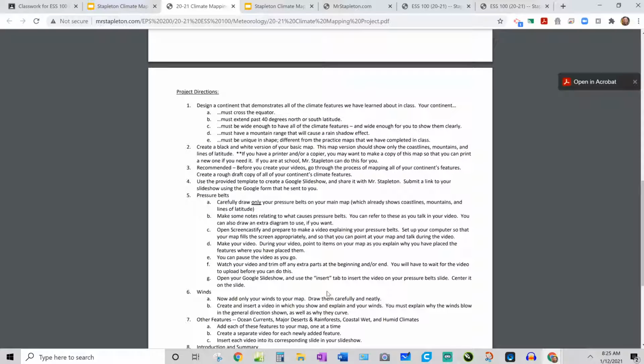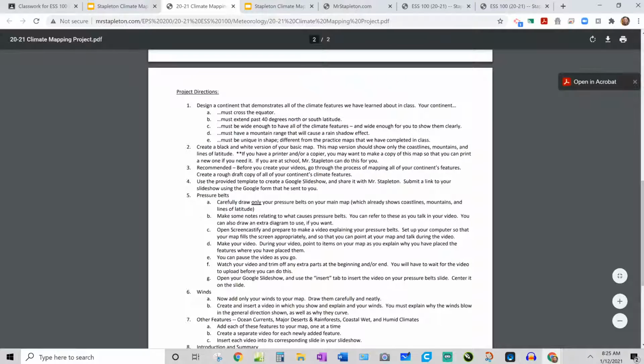So design a continent that demonstrates all of the climate features we've learned about in class. Your continent must cross the equator. It must extend past 40 degrees latitude, north or south. It must be wide enough to have all the climate features, wide enough for you to show them clearly. Must have a mountain range that will cause the rain shadow effect. It must be unique in shape. It can't be exactly like something that I've already done in class.